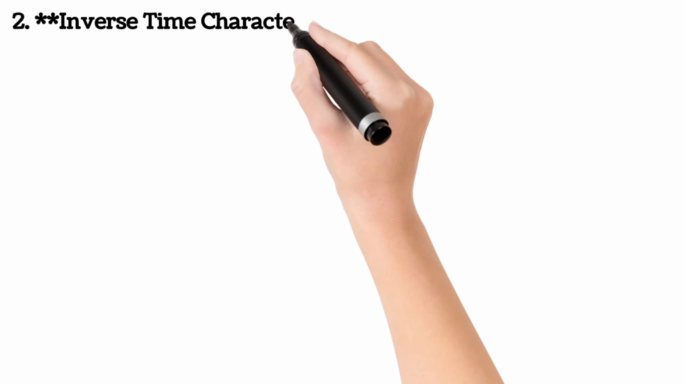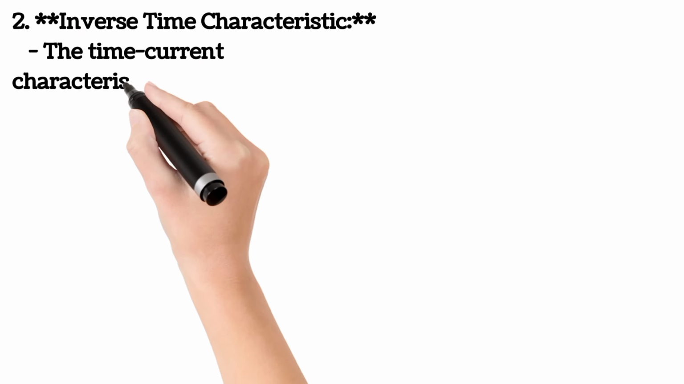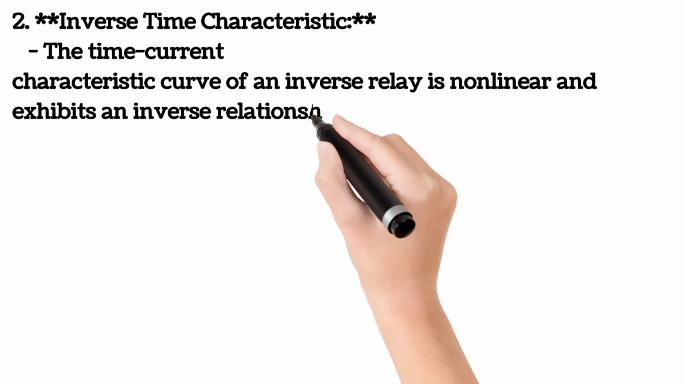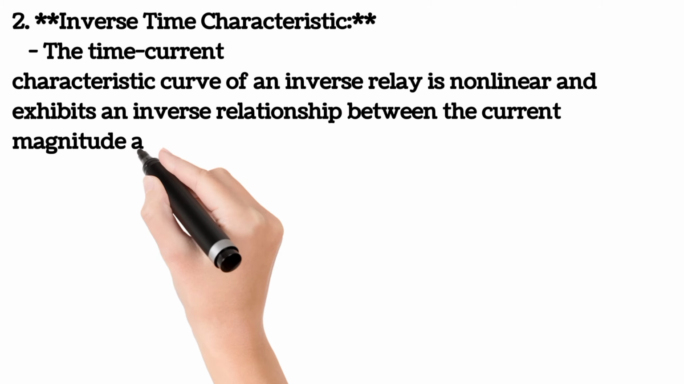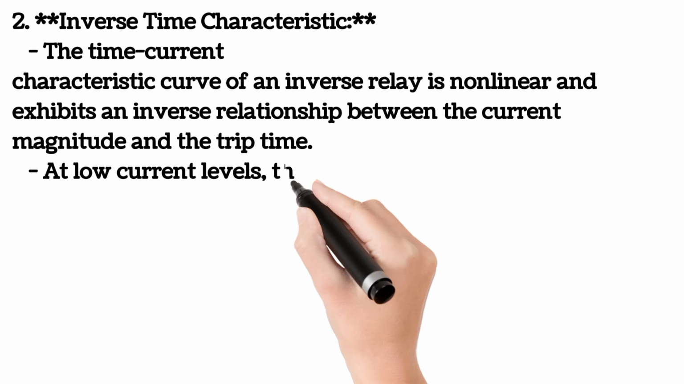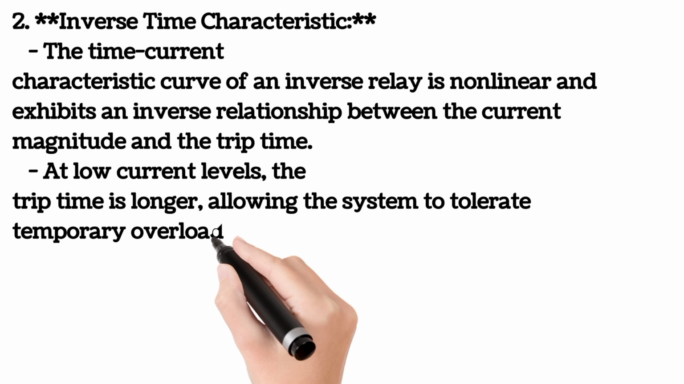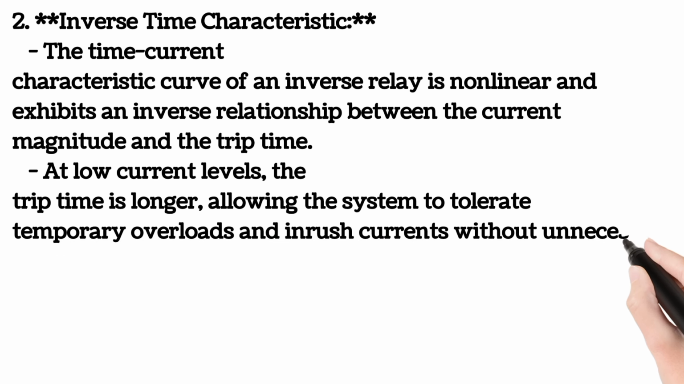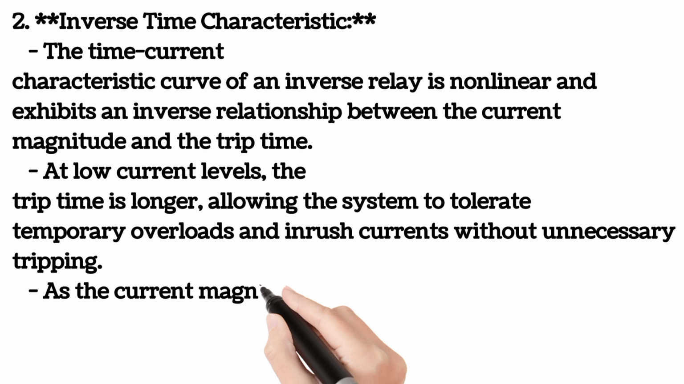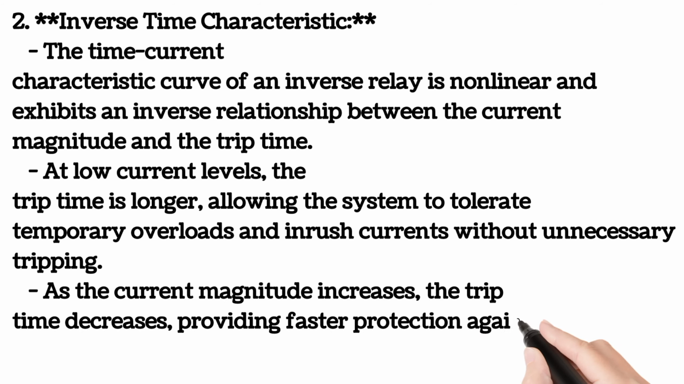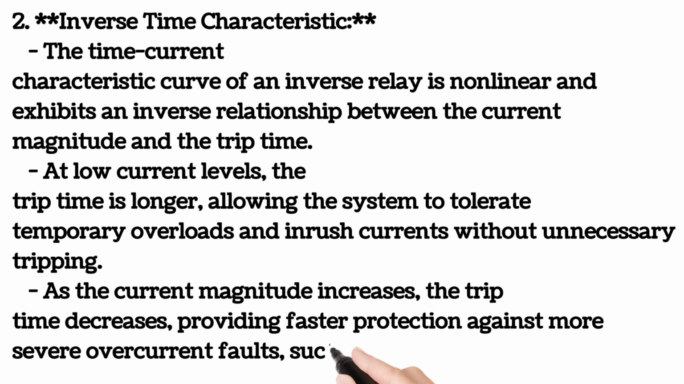2. Inverse time characteristic. The time-current characteristic curve of an inverse relay is nonlinear and exhibits an inverse relationship between the current magnitude and the trip time. At low current levels, the trip time is longer, allowing the system to tolerate temporary overloads and inrush currents without unnecessary tripping. As the current magnitude increases, the trip time decreases, providing faster protection against more severe overcurrent faults, such as short circuits.